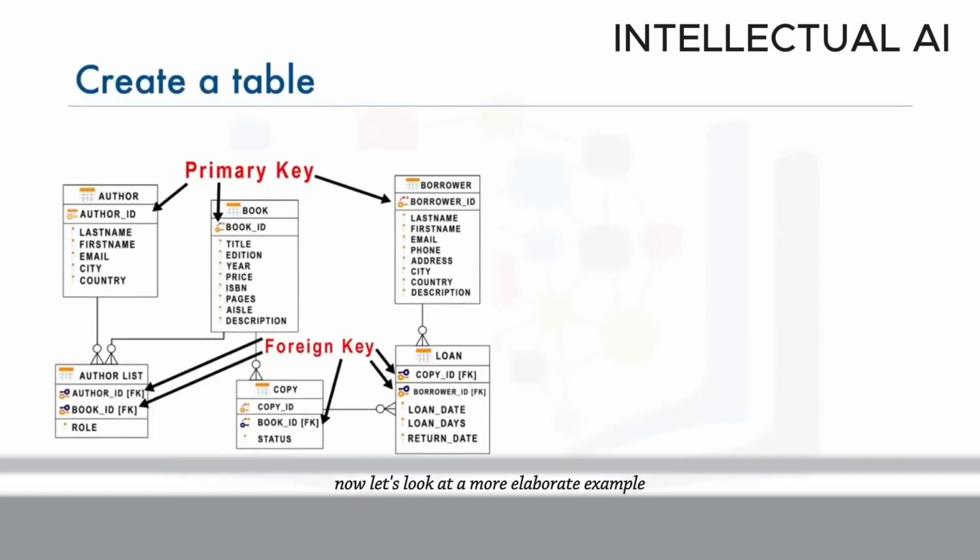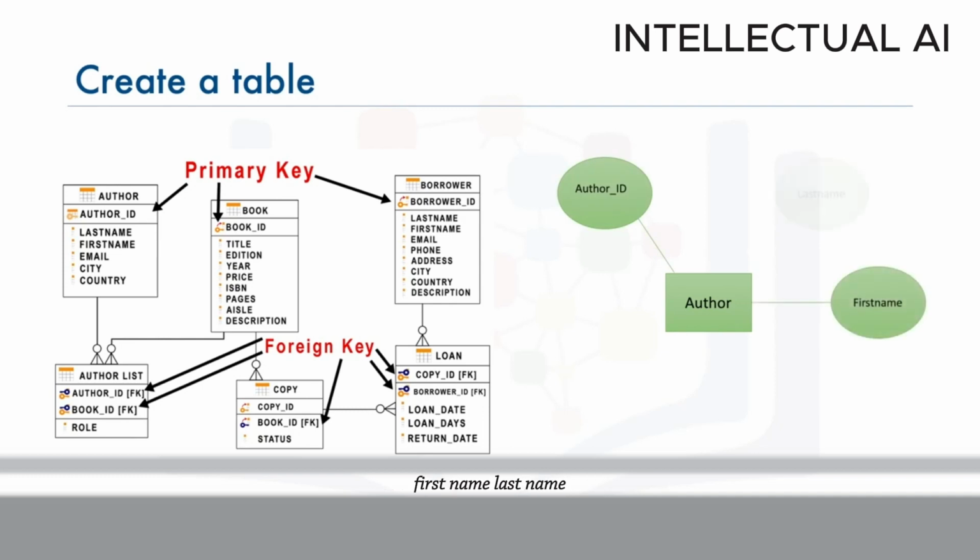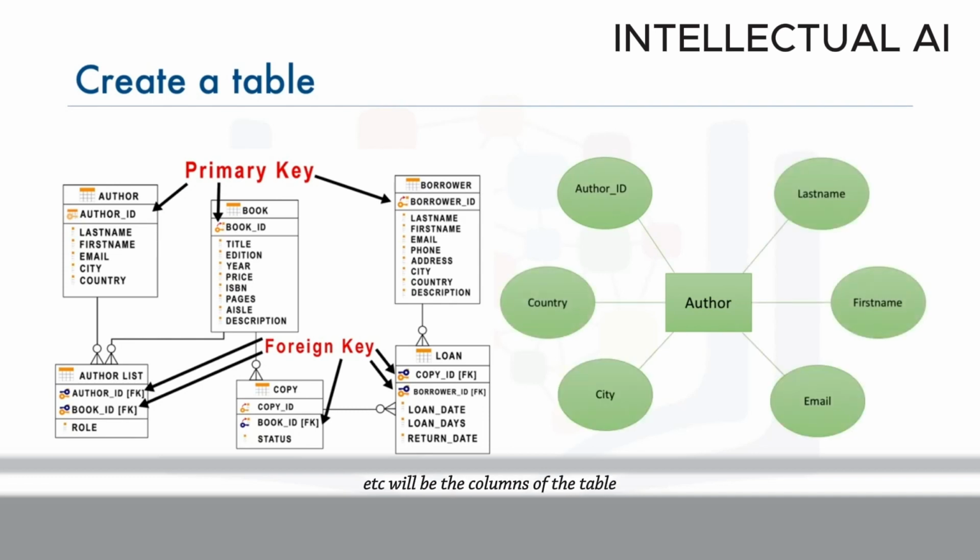Now let's look at a more elaborate example based on the library database. This database includes several entities such as author, book, borrower, etc. Let's start by creating the table for the author entity. The name of the table will be author, and its attributes such as author_ID, first name, last name, etc. will be the columns of the table. In this table, we will also assign the author_ID attribute as the primary key, so that no duplicate values can exist. Recall, the primary key of a relational table uniquely identifies each tuple or row in a table.